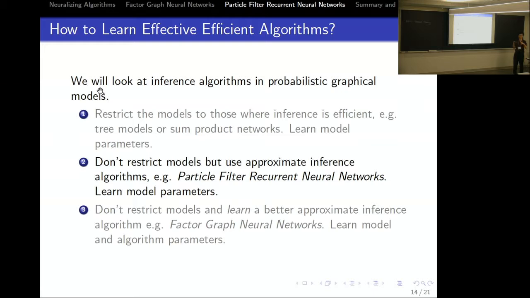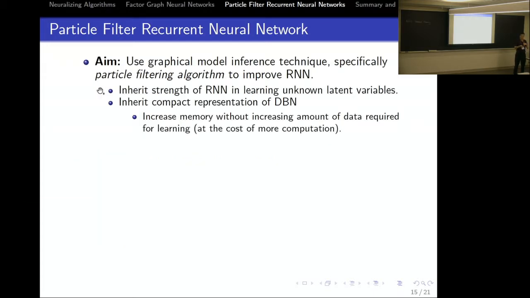In this case, we are going to use a particle filter, or sequential Monte Carlo, and let's use more powerful models. So what more powerful model? What's been working very well in practice is recurrent neural networks.